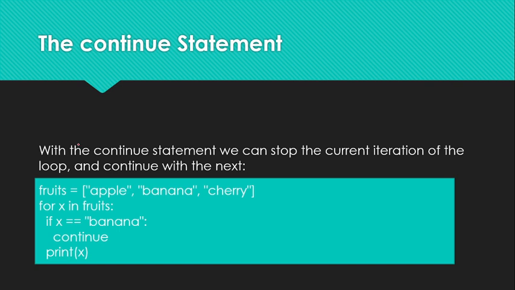The continue statement. With the continue statement, we can stop the current iteration of the loop and continue with the next. It looks like this, except here it's continue and print x. This means if x is equal to banana, it skips banana and then prints cherry.